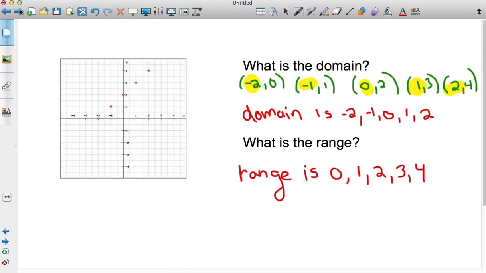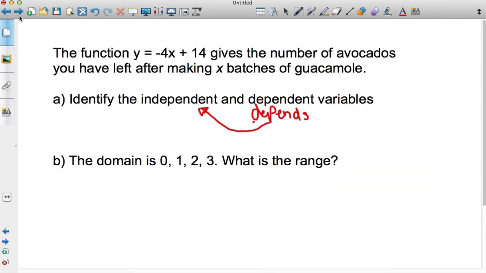So let's take a look right here. The independent variable is x, and the dependent variable is y. Next up, the domain is 0, 1, 2, and 3.